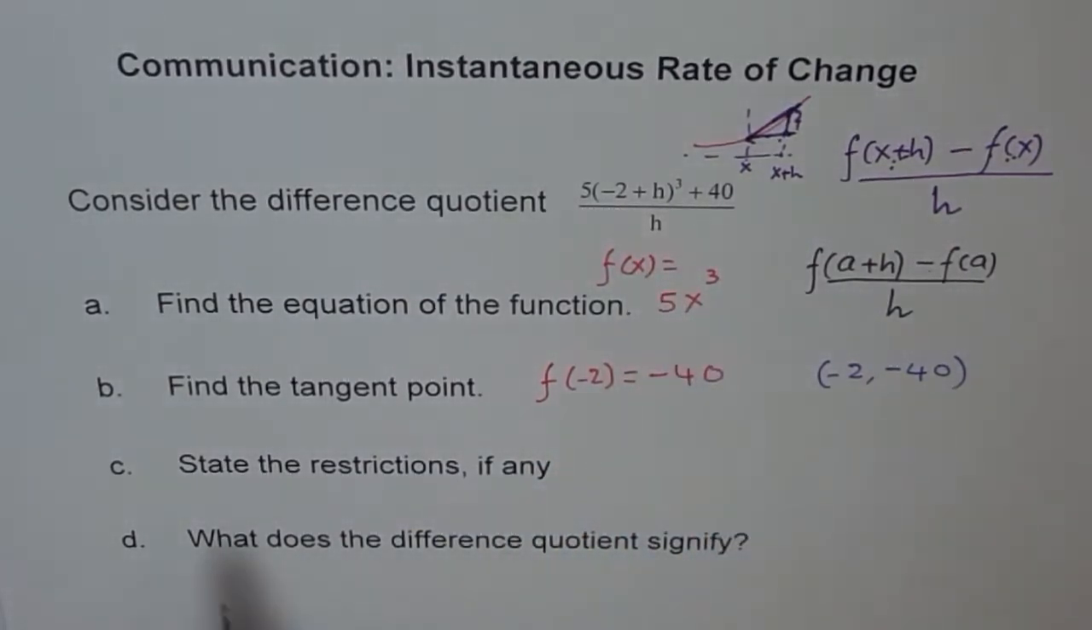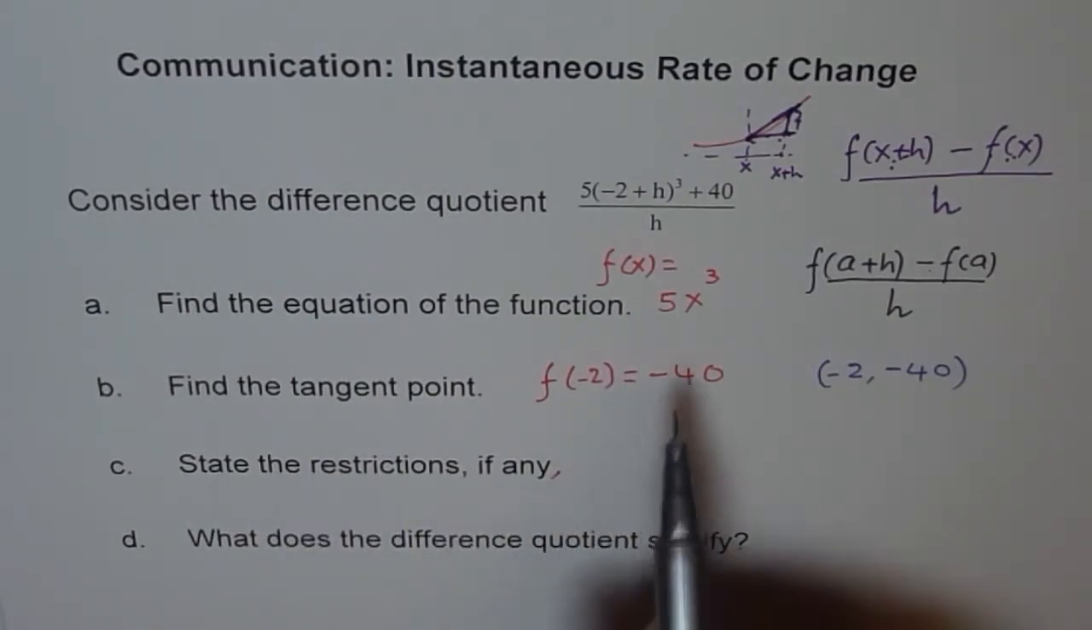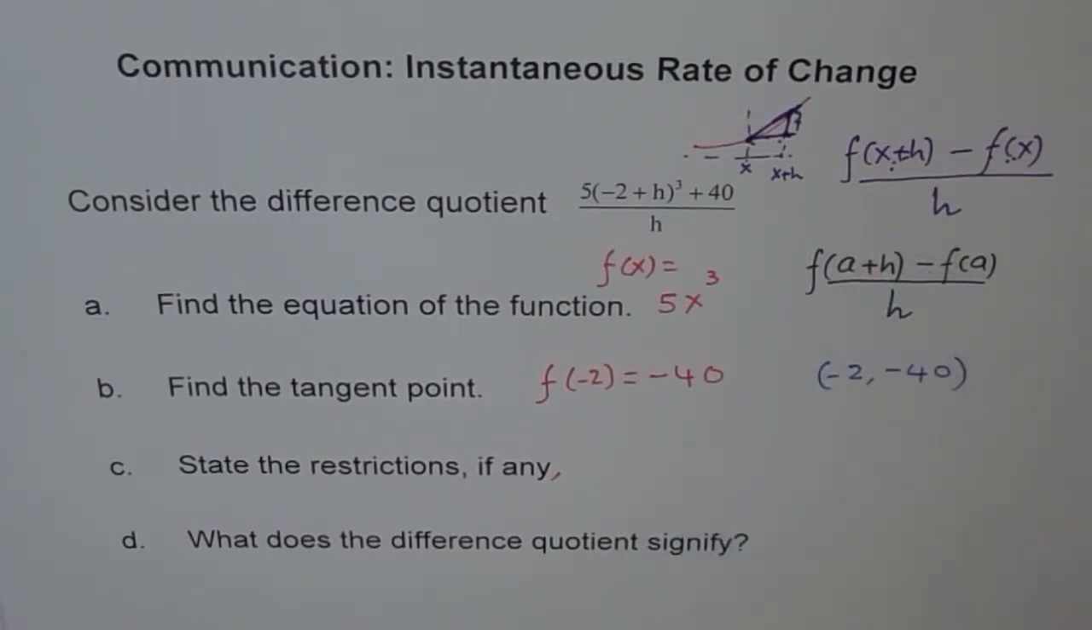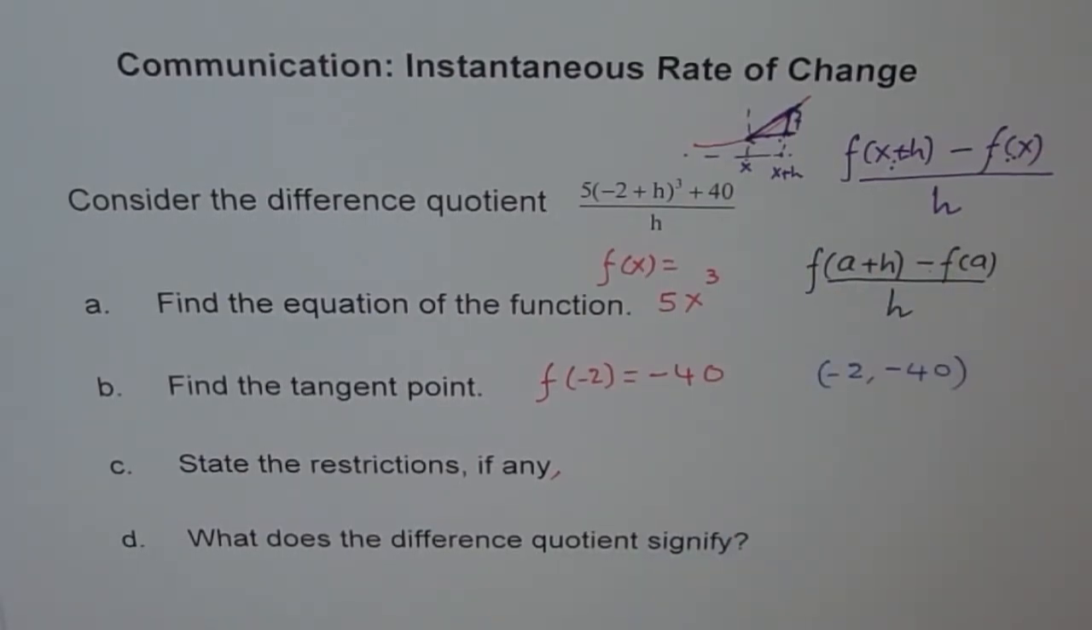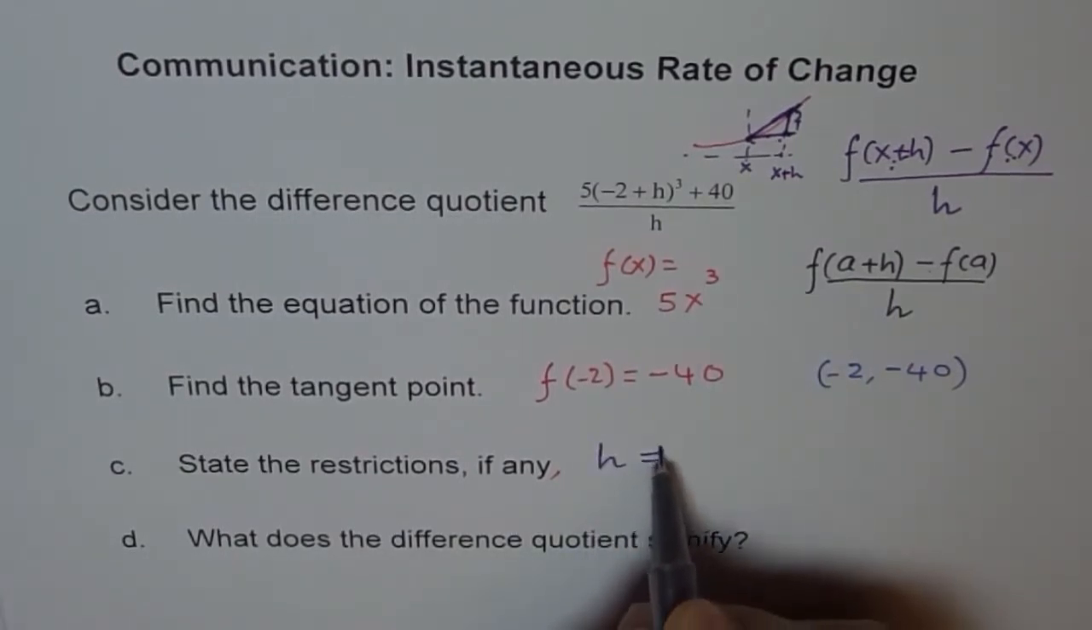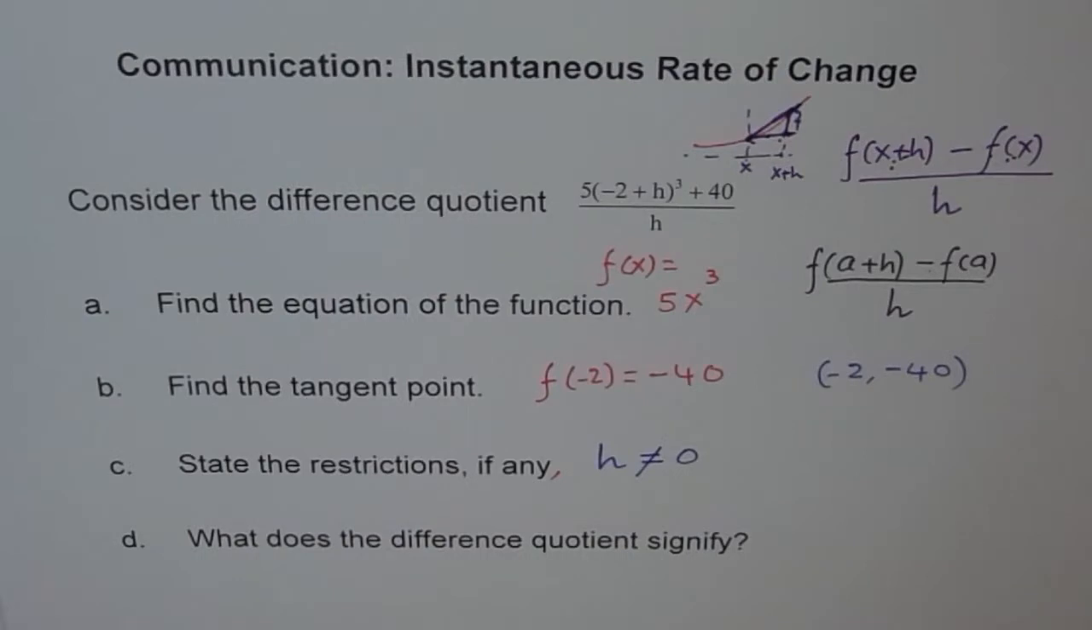Correct? Now state any restrictions, if any, right? The restrictions are not there on our function, but in this quotient, h is not equal to 0. So that is a restriction because we cannot really divide by zero in the denominator. So h is not equal to 0 is the restriction. Correct?